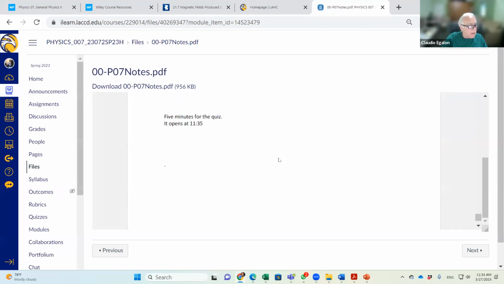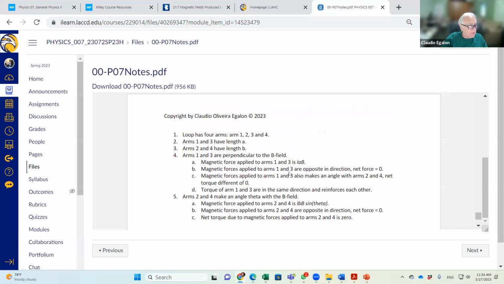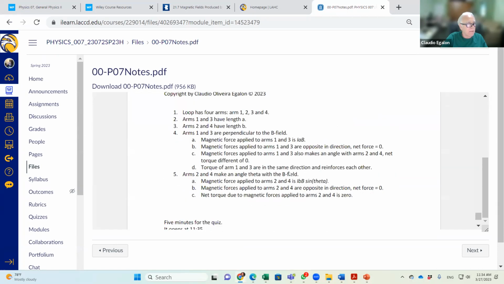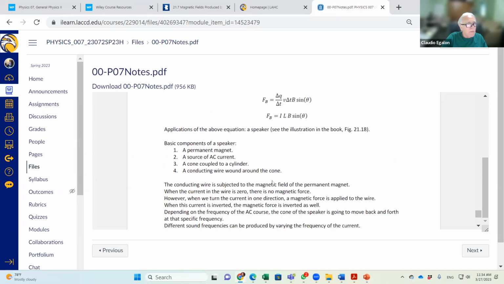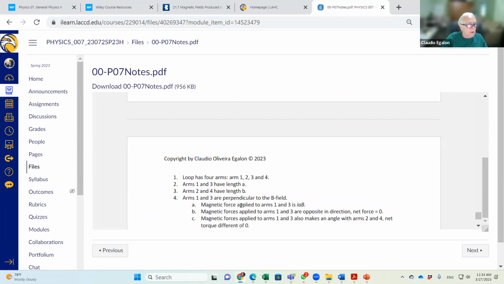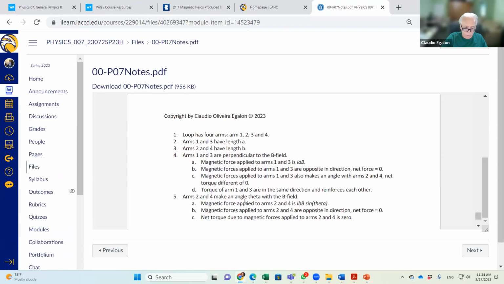Loop has 4 arms, blah, blah, blah, right? I'm going to cover it again next time. Don't underestimate this problem, okay? It's a little bit difficult, so you need to get all the details. You need to do all those drawings. You have to sit down and look at it.